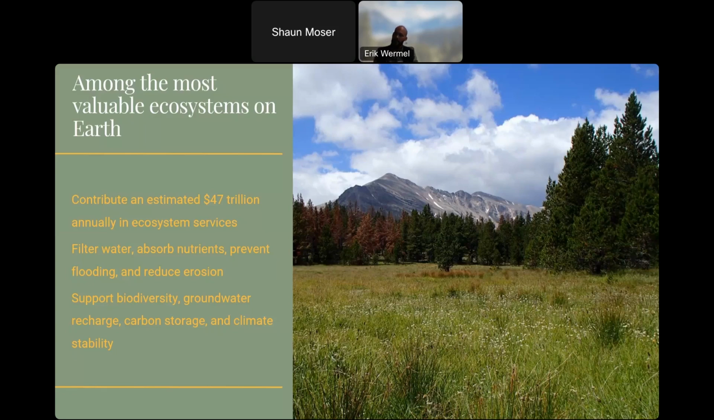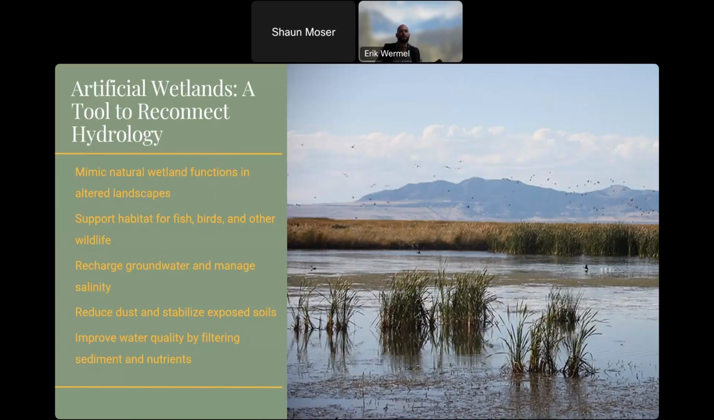So this photo is of a montane wetland meadow in the Uinta Mountains. It's a great example of how these systems really silently shape everything around us, because it doesn't look any different than any meadow, but this is a wetland with wetland specific species, and it's achieving all of those free ecosystem services. So one of the ways that we've tried to mitigate the issues created by development is artificial wetlands.